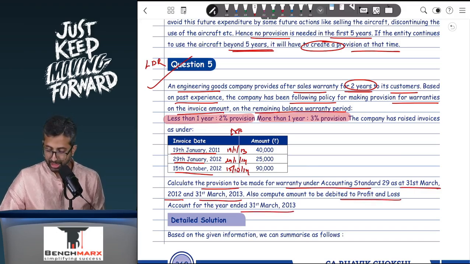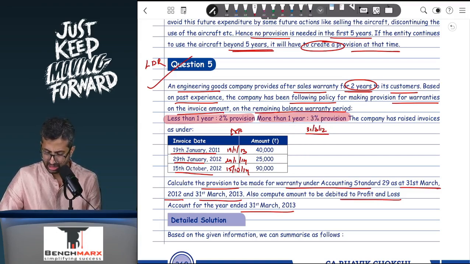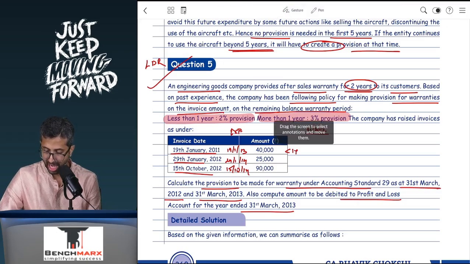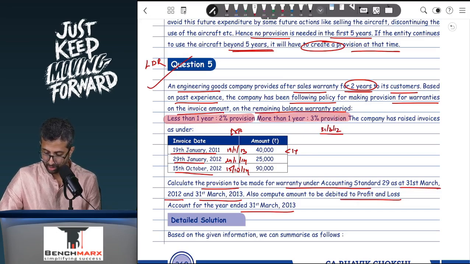So when I look at, let us say, a provision to be created for as on 31st March 2012, over here for the first invoice, I will say that the time still remaining is close to 9 months and around 19 days, and hence the time remaining is less than 1 year. And hence provision that will be created will be, let us say, at the rate of 2%. For the second invoice, 29 January 14, so from 31st December 12, that is around 1 year, 9 months and 29 days, and hence this is for more than 1 year, and hence the provision is 3%.